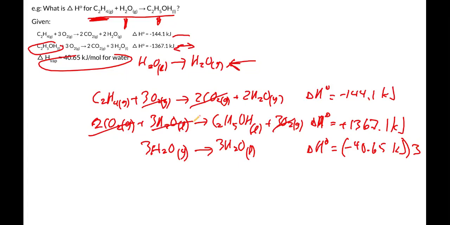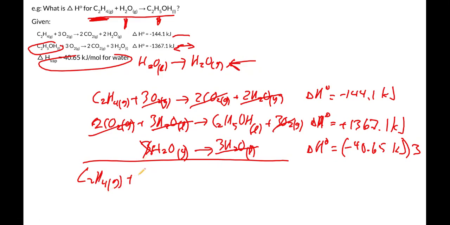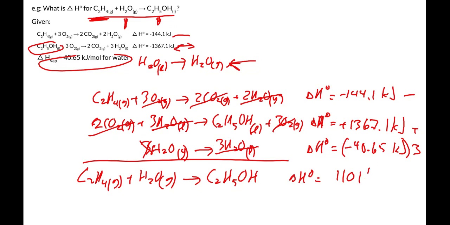So now my 3 moles of liquid water will cancel from both sides, and 2 moles of gaseous water will cancel from both sides. And if I add this up now, I have C2H4 gas plus everything's canceled except for my 1 mole of H2O gas. And then on the right-hand side, everything's canceled except for my 1 mole of C2H5OH. So delta H for this process is going to be the sum of negative 144.1 plus 1367.1 plus 3 times negative 40.65. And if I add that all up, I come out to 1101 kilojoules.